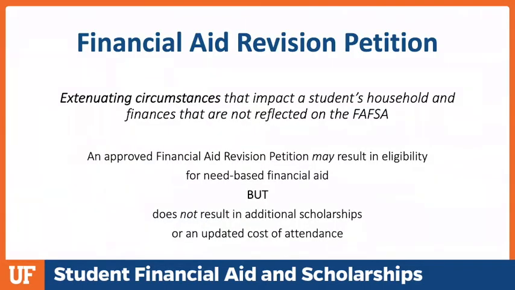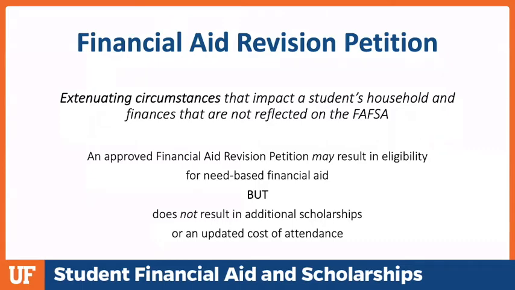So what happens if your FAFSA doesn't reflect your current circumstances? This is when you would complete the financial aid revision petition. The financial aid revision petition allows our office to review extenuating circumstances that impact the student's household and finances that are not reflected on the FAFSA.